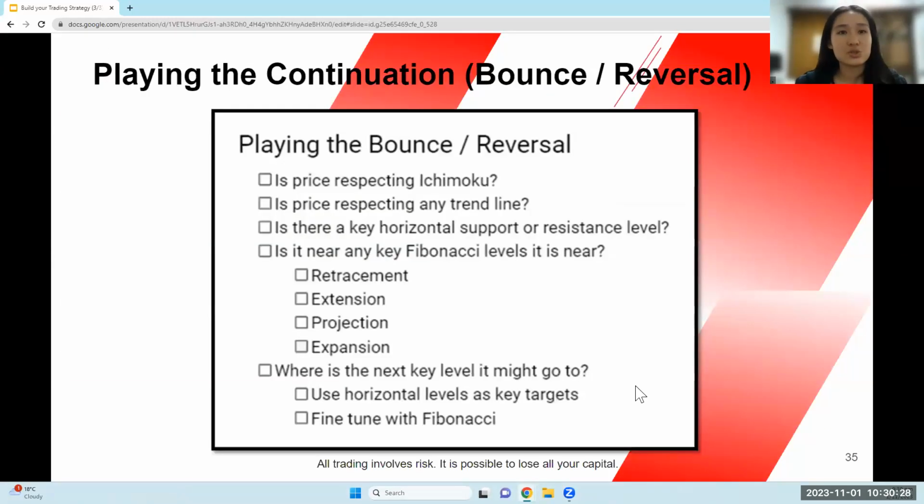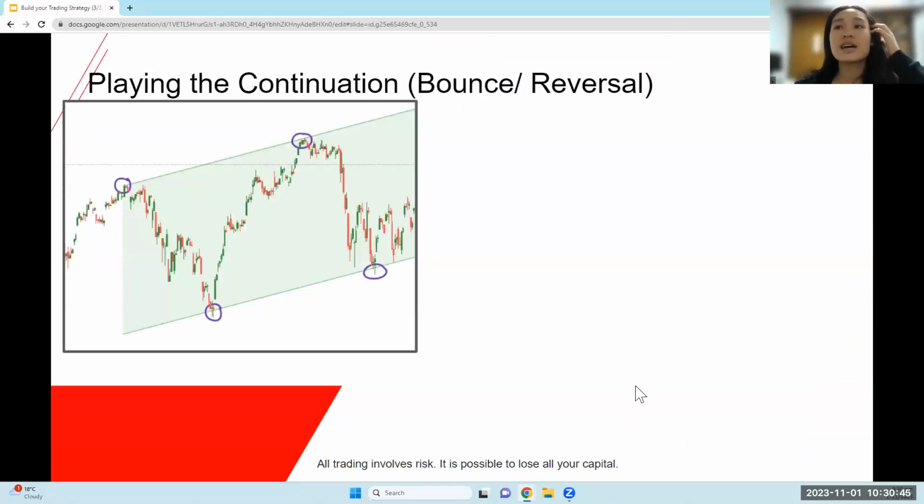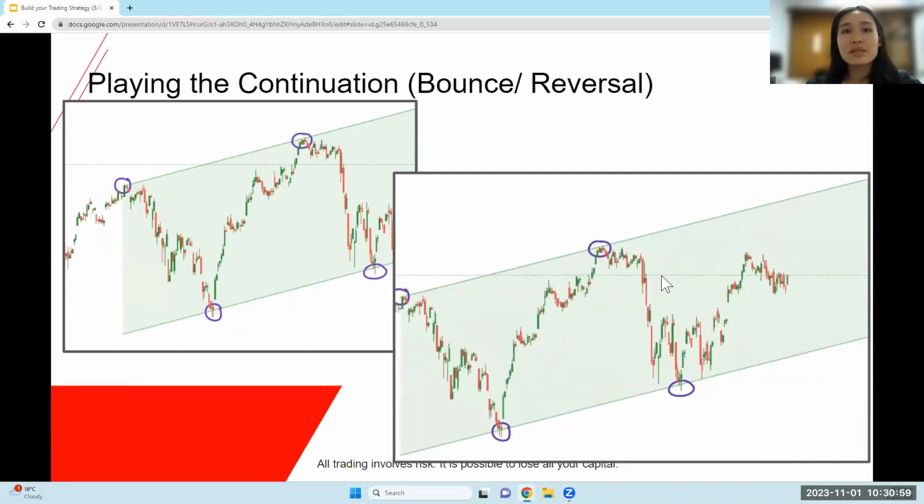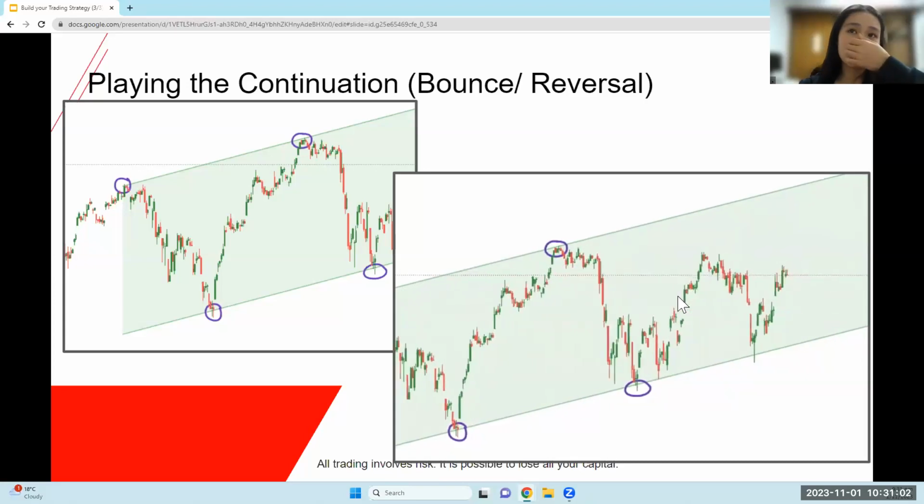So firstly, we want to see: is price respecting Ichimoku? Secondly, is price respecting any trend line? Thirdly, is there any key horizontal support resistance level or Fibonacci levels that support these levels, and where's the next key level that it might go? In this example, we are looking at a trend channel. It's very obviously an ascending trend channel. What makes it valid is if there are two touches on top and two touches below, and you can see that it's continuing. So we are playing the continuation.